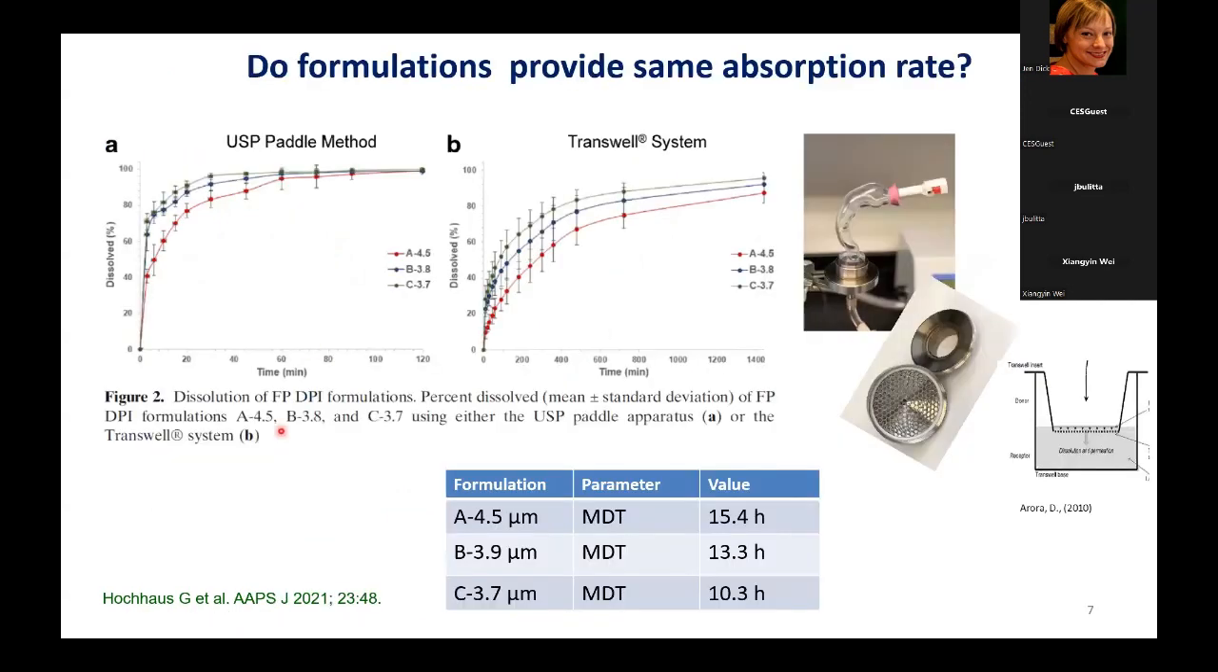Dr. Hochhaus's lab performed 2 different dissolution methods. In the USP paddle method, formulation A, the larger one, clearly dissolved more slowly compared to formulation B and C. And in the transfer system, where the time frame here is a lot longer, which is possibly more physiologically relevant, formulation A again was much slower than formulations B and C, with the mean dissolution times being 15 hours, 13 and 10 hours for the larger and the 2 smaller formulations. And this is published in detail.